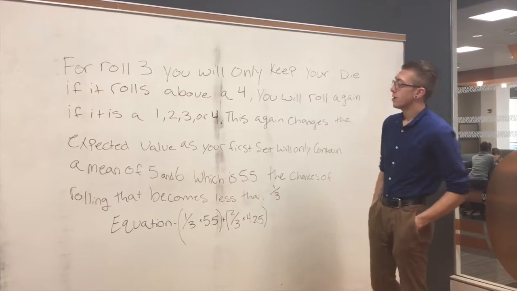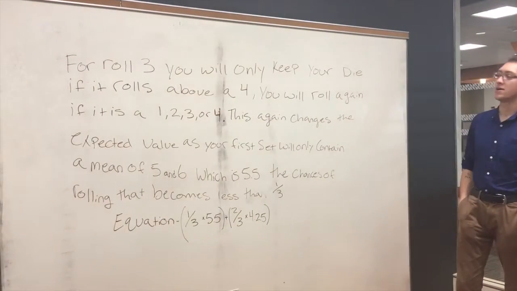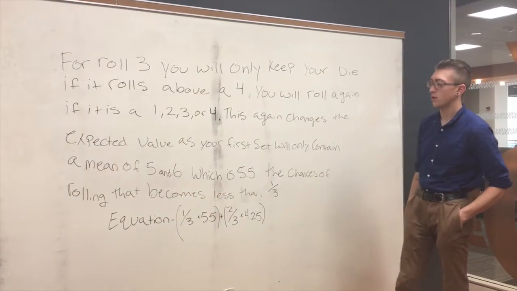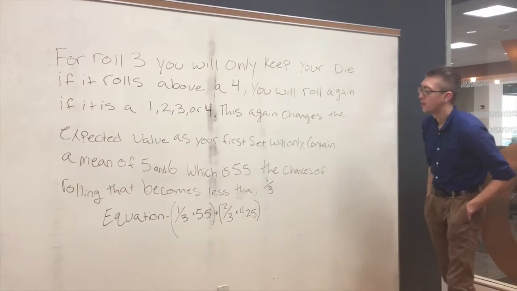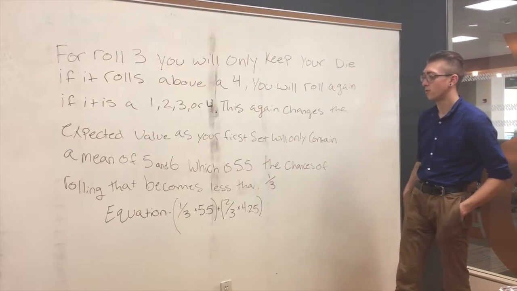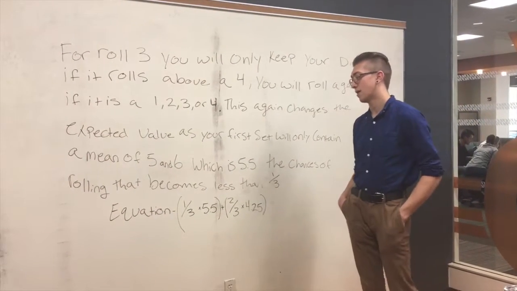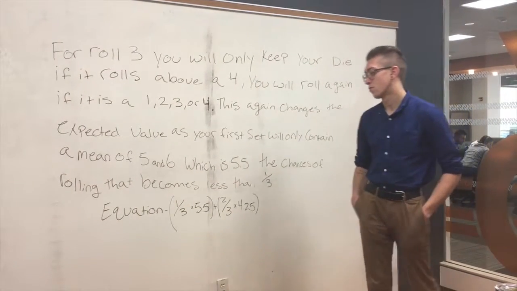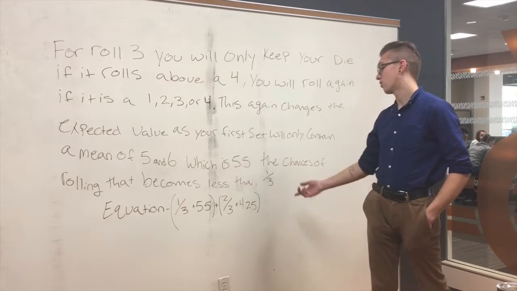For roll 3, you will only keep your die if it rolls above a 4. You will roll again if it is a 1, 2, 3, or 4. This again changes the expected value, as your first set will only contain a mean of 5 and 6, which is 5.5. The chances of rolling that becomes less than 1/3.